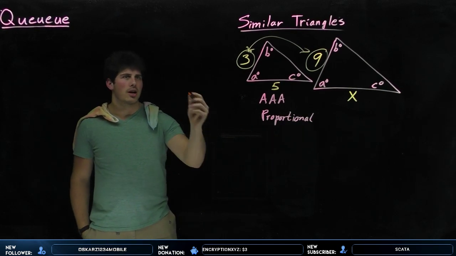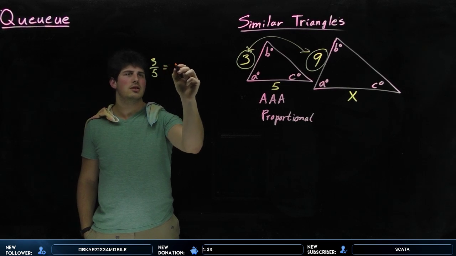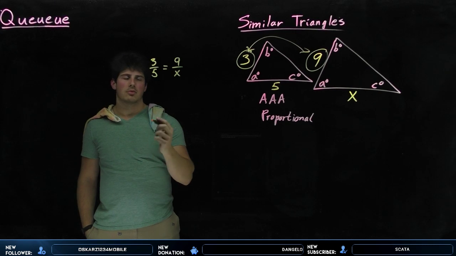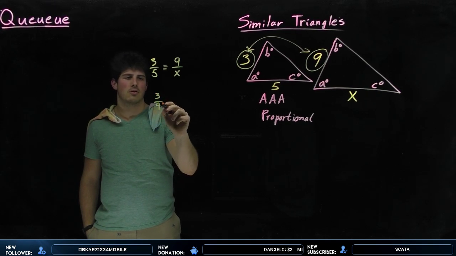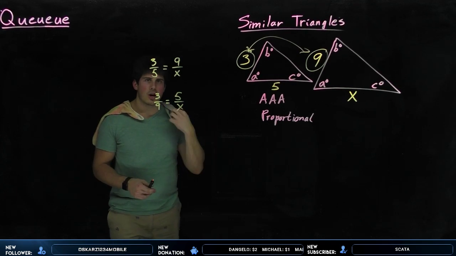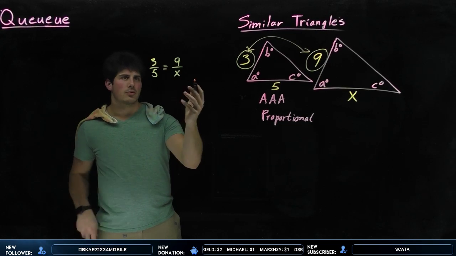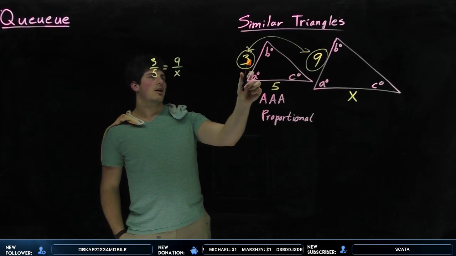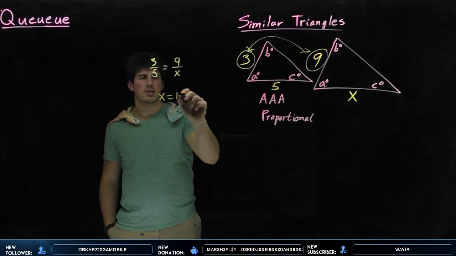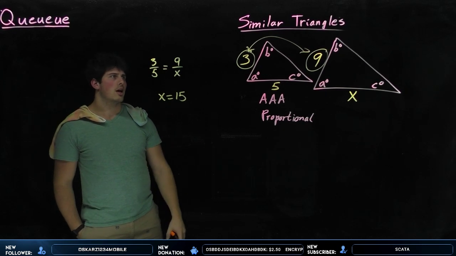A couple different ways to write that, but I would say that 3 over 5 is equal to 9 over x. You could also say 3 over 9 equals 5 over x. You can really do it a number of ways. I'm going to just stick with the first way I did it. Again, I'm going to have to multiply by 3, so X is going to give me 15. If that's a little quick, let me know. I can kind of break that down.